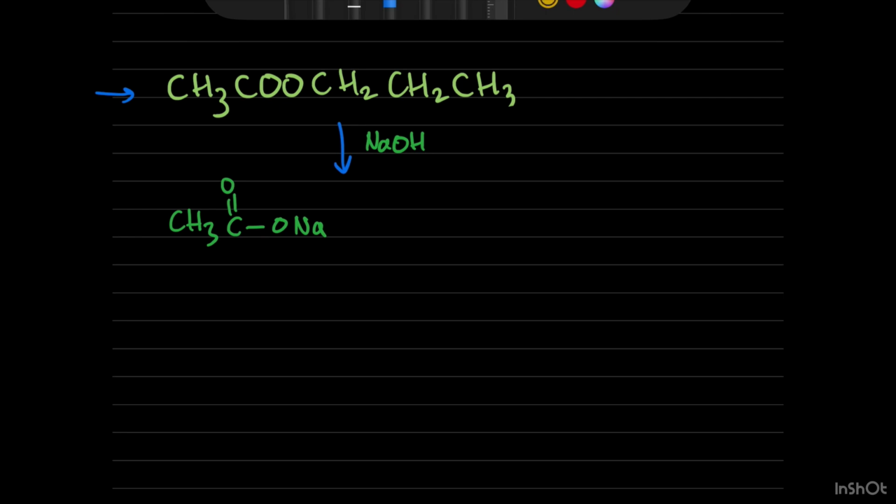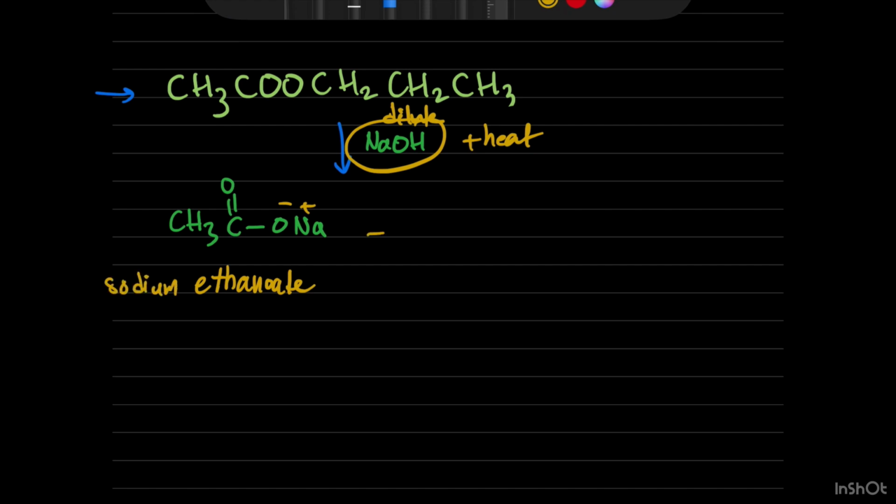Since we're adding alkaline solution in addition to heat, and it should be diluted, don't forget, it gives you this, which is positive. We call this sodium ethanoate, in addition to the alcohol part, which is the same as in the acidic way. So we have CH3, CH2, CH2, and here we have OH.